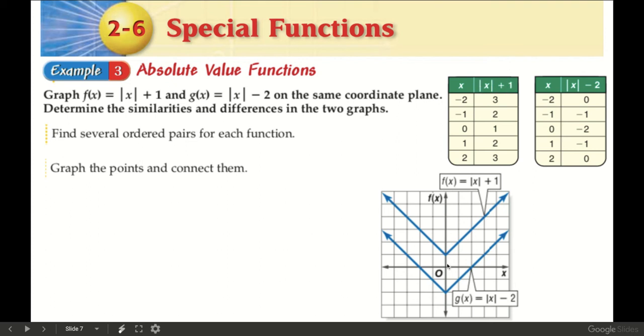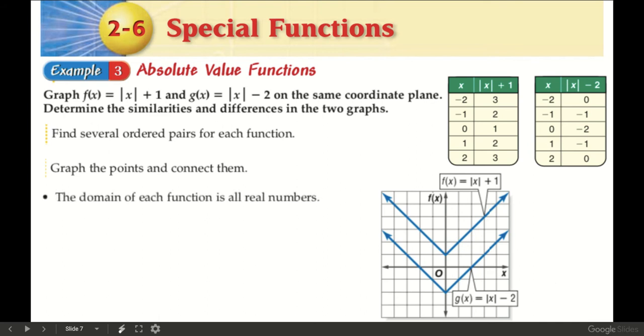If I add 1, it moves it up 1. It gives it a vertical shift by 1 unit. Well, here, when I subtracted 2 from that same absolute value function, it shifted it down vertically 2 units. And those are the kind of things that we want to notice, right?